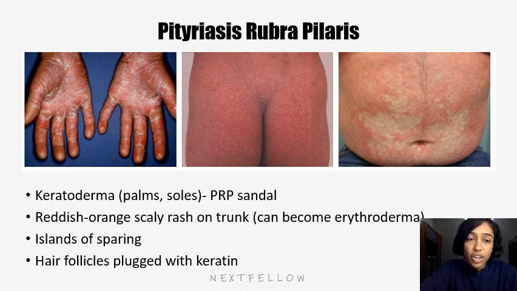And these are scaly rashes seen on the trunk, as you can see here in the second picture. And in the third picture, you can see islands of sparing of the skin. This is very classical in PRP. This rash can be quite extensive. It can even become an erythroderma. So PRP is another cause of erythroderma. The hair follicles get plugged with keratin, so the rash is quite scaly and bumpy.